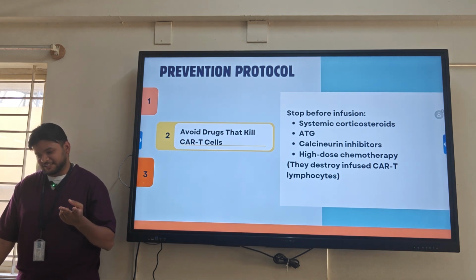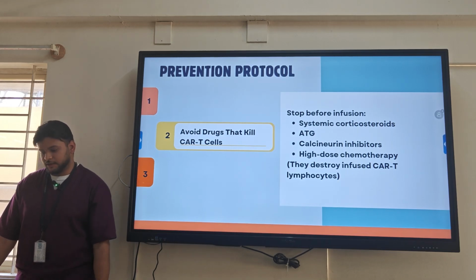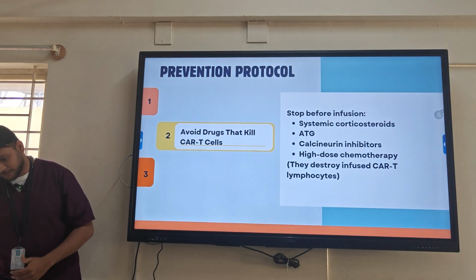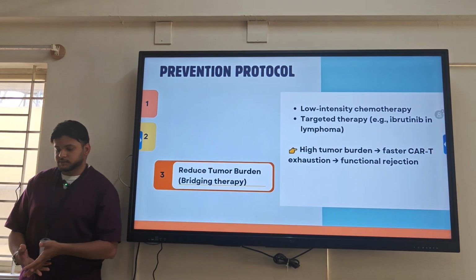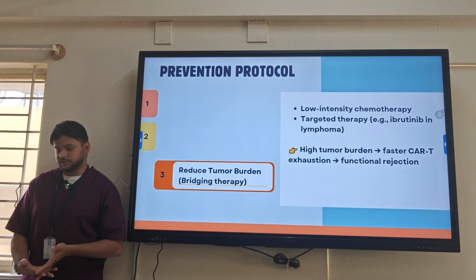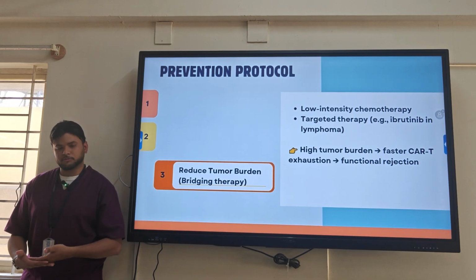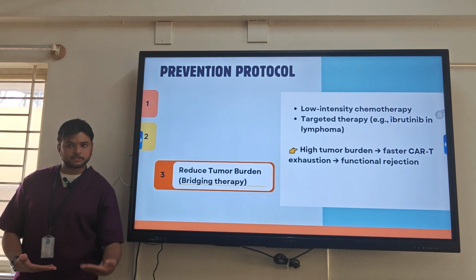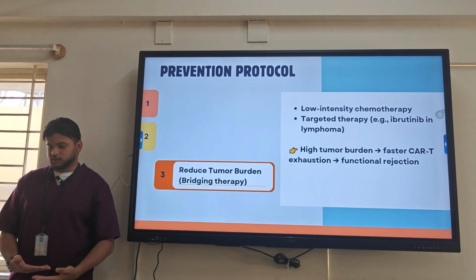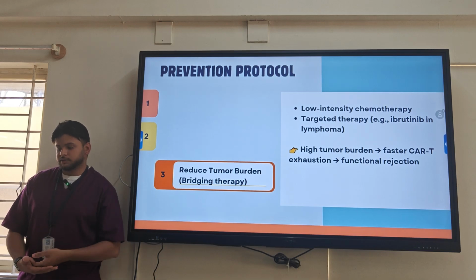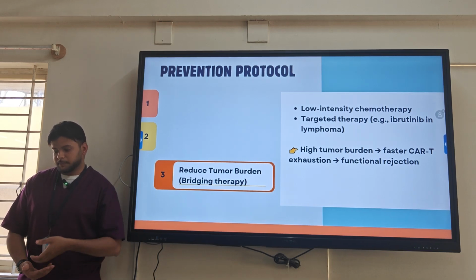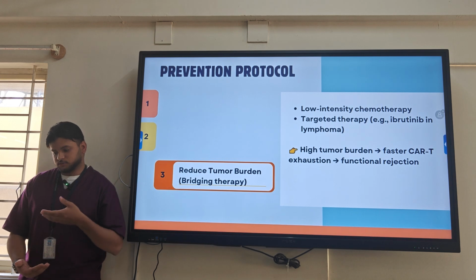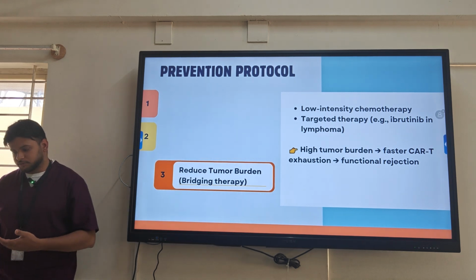Okay, the ATG and calcineurin inhibitors, high dose chemotherapy, they destroy infused CAR T lymphocytes, which fails the therapy. The third is to reduce the tumor burden, bridging therapy. That is low intensity chemotherapy. We are reducing the dose of chemotherapy. If the patient is going on chemotherapy and we are shifting to immunotherapy, then we are lowering the intensity of chemotherapy, or using targeted therapy like ibrutinib in lymphoma. For targeted therapy, we use this drug.